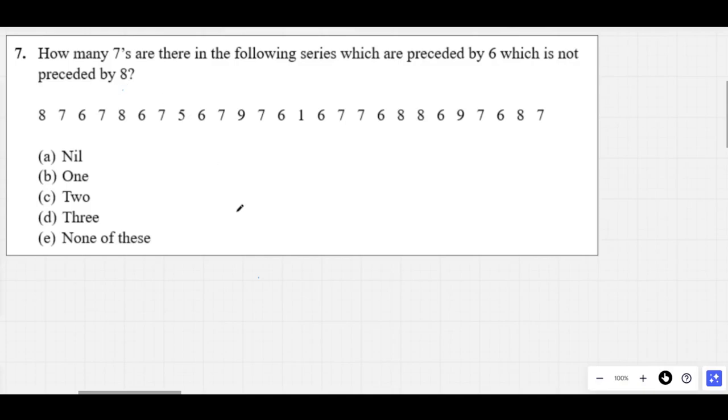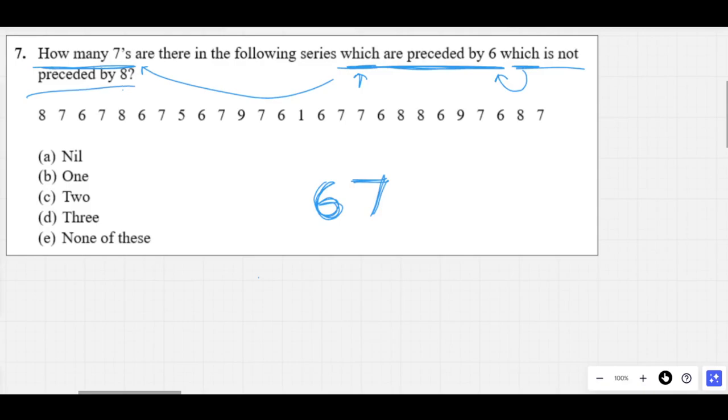Similar to the previous one, what do we have to count? Sevens. So we write a 7 in the following series which are preceded by 6. This is our second part. So 7 should be preceded by 6. Now, this part was about 7. Now, this part is about 6. What is the condition for 6? 6 which is not preceded by 8. So, 6 should not be preceded by 8. Wherever we have this, that will be counted.